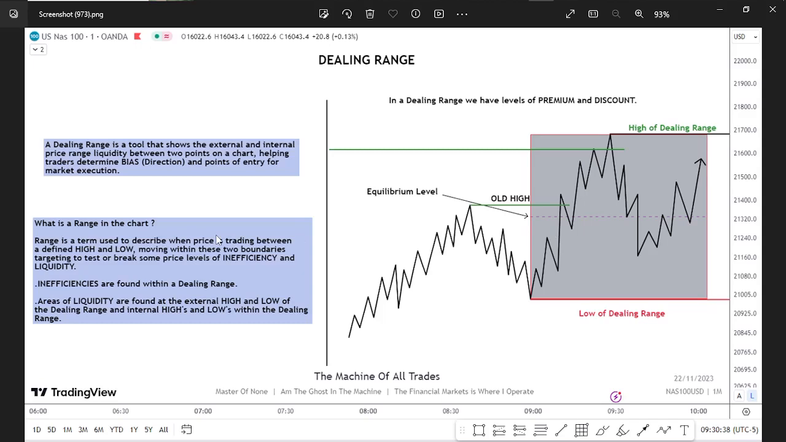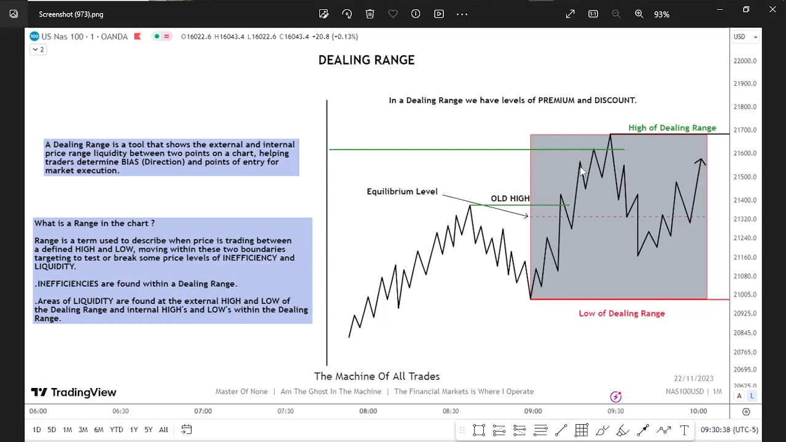And again, the inefficiencies are found within a dealing range. There are inefficiencies that I'm going to teach you about. This from that high to here is an inefficiency. Someone who knows inefficiency is going crazy right now, saying that's not an inefficiency. Wait, chill. I was trying to describe it by its form.